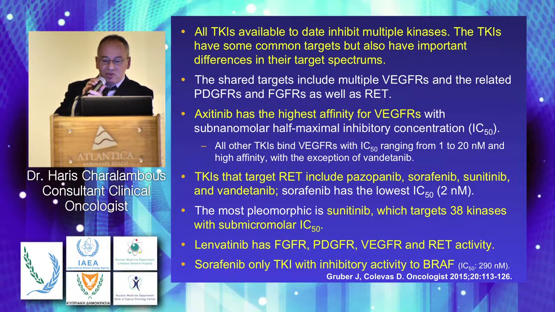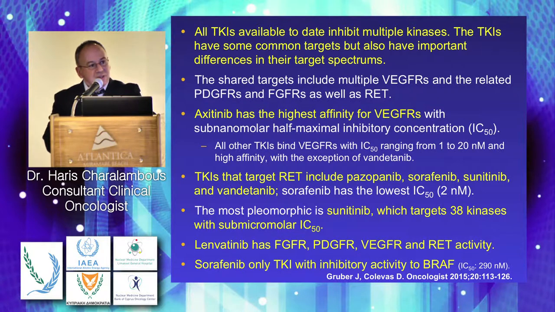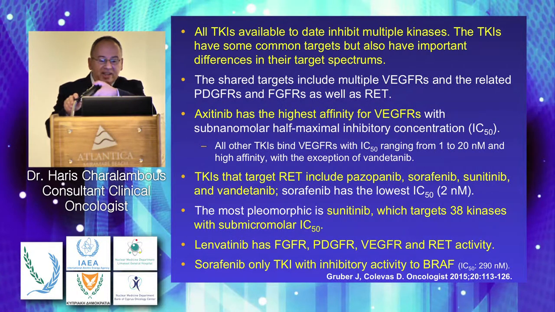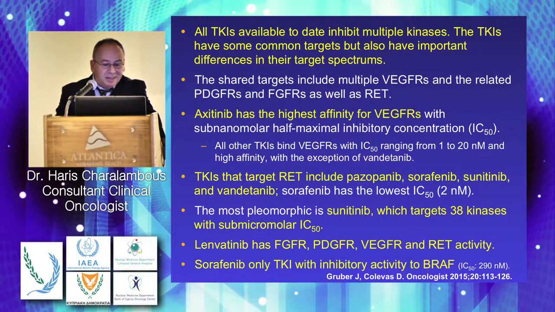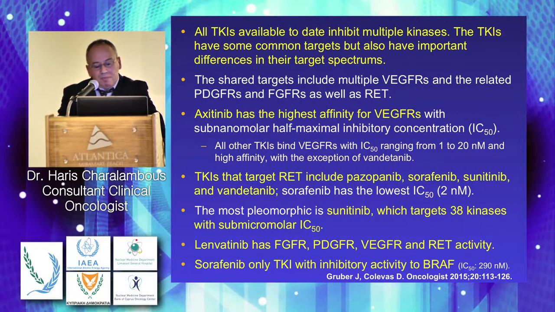The other thing is that these drugs, probably with the exception of some of the BRAF inhibitors, are very promiscuous drugs. They go with various partners, so they inhibit multiple kinases. They've got some differences. So, for instance, axitinib is probably the most effective in terms of IC50s, the inhibitory concentration, especially for the VEGFR targets. There are differences in terms of, for instance, sunitinib being able to target 38 different kinases.